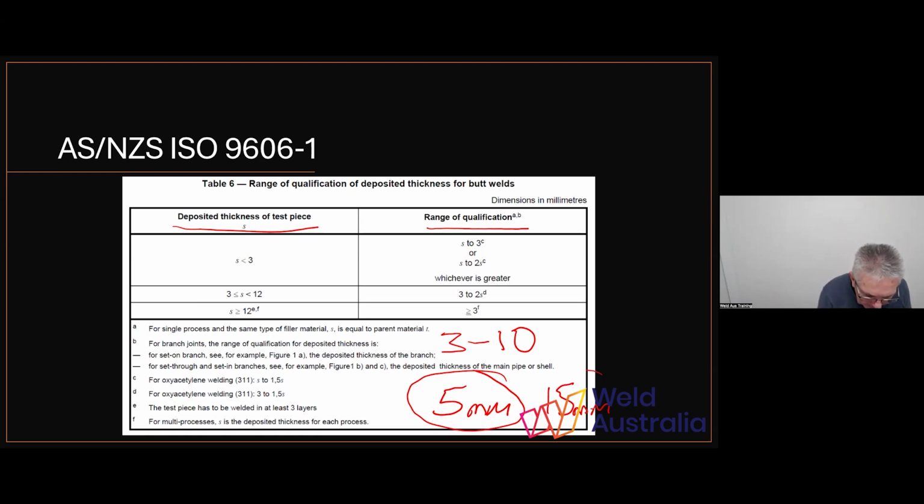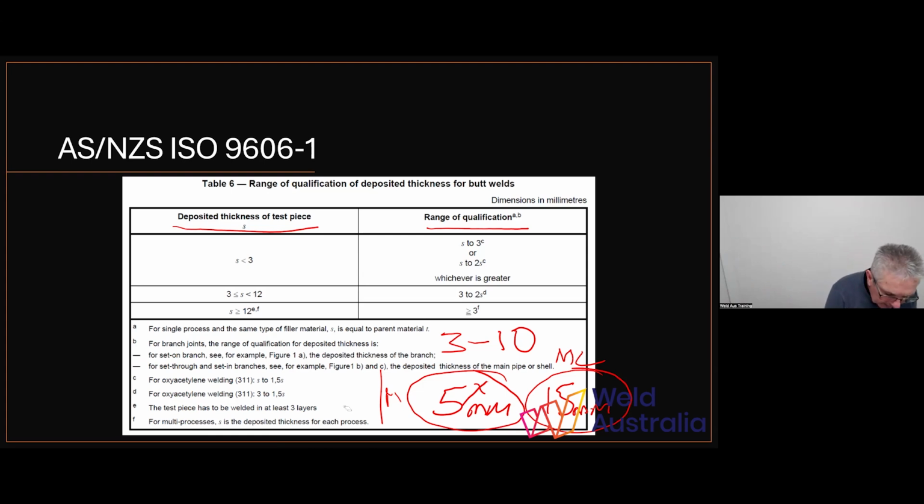Because when we look at that there, it's actually got material backing from this one, okay? So this one becomes a single layer, and this one becomes a multi-layer. But when you look at this one, this will also cover a multi-layer because it was single-sided. So we start to look at another table for that range of qualification.